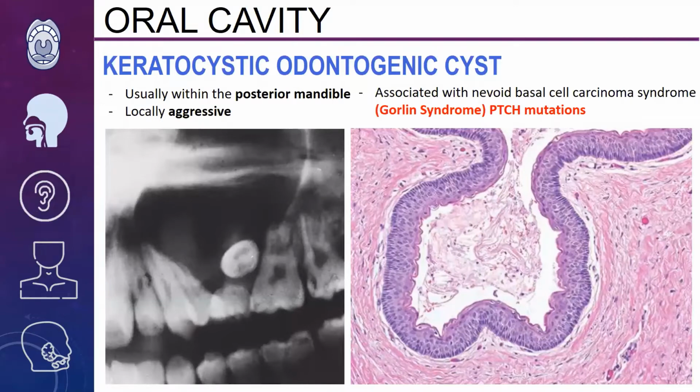Treatment requires complete excision because, again, of its locally aggressive behavior. Recurrence rates for inadequately removed lesions can be as high as 60%. About 80% of lesions are solitary, but patients with multiple cysts should be evaluated for nevoid basal cell carcinoma syndrome, or Gorlin syndrome, which is associated with mutations in the tumor suppressor gene PTCH, or patched, on the long arm of chromosome 9.